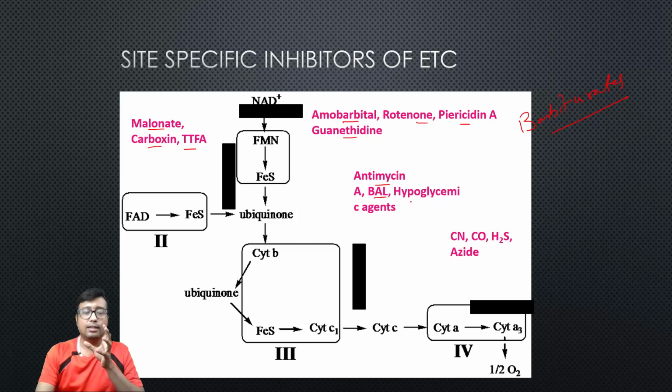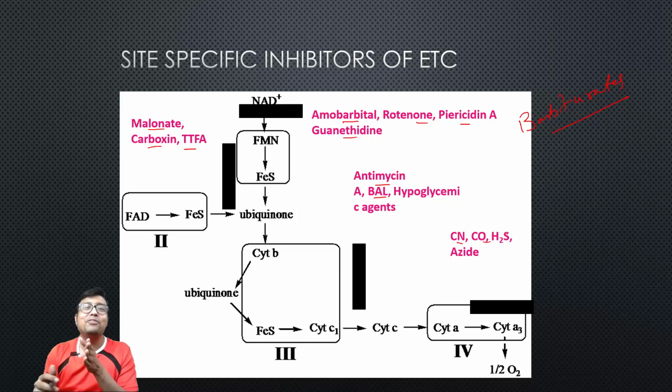the inhibitors are antimycin A, British anti-Lewisite, and hypoglycemic agents. Any compound or medicine that lowers blood glucose has the potential to inhibit complex 3. And last but not the least, complex 4 and ATP synthase are inhibited by classic poisons: cyanide, carbon monoxide, hydrogen sulfide, and sodium azide.